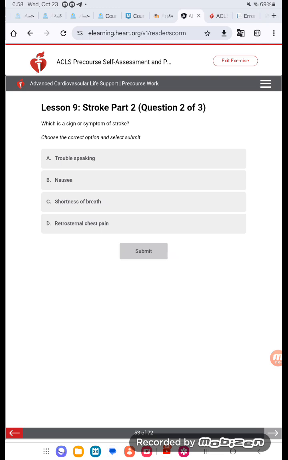Which is a sign or symptom of stroke? Trouble speaking, nausea, shortness of breath.